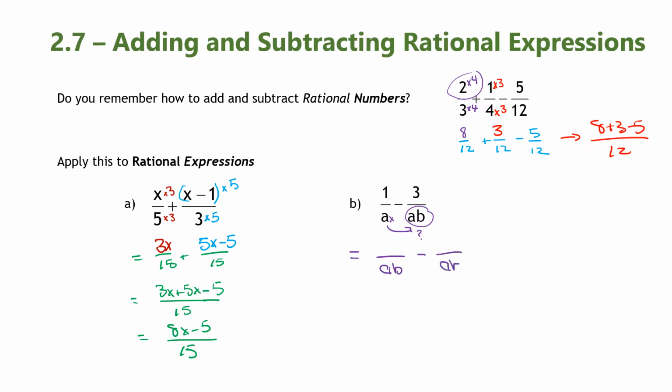AB. Now my 3 is already good. I don't have to worry about that. Erase this. So my first denominator was an A. What do I need to multiply an A by to get to an AB? To get to this denominator? I'll multiply by B, do the same to the top. 1 times B is B. And then my next line is B minus 3 over AB.